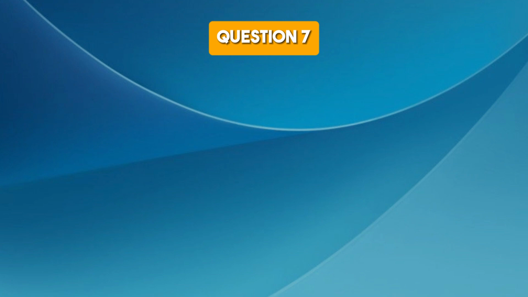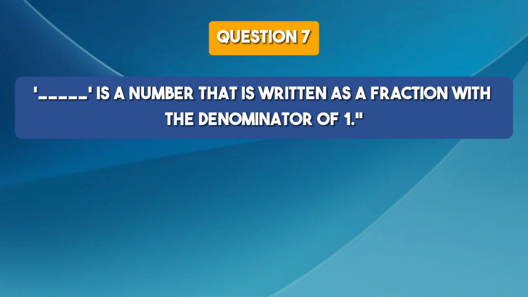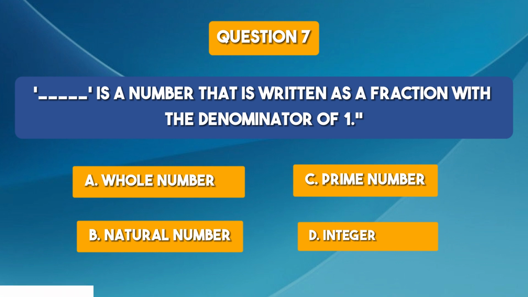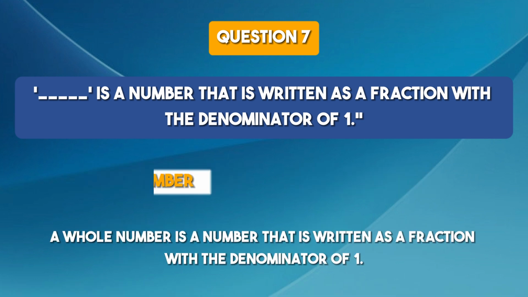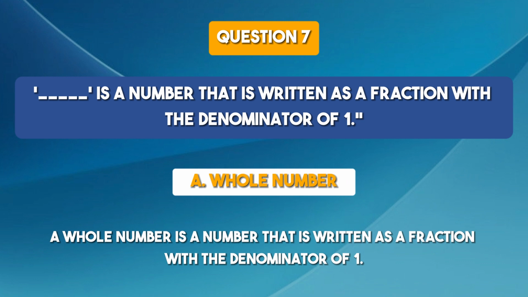Keep pushing! Question 7 is a number that is written as a fraction with the denominator of 1. The correct answer is A, whole number. A whole number is a number that is written as a fraction with the denominator of 1.